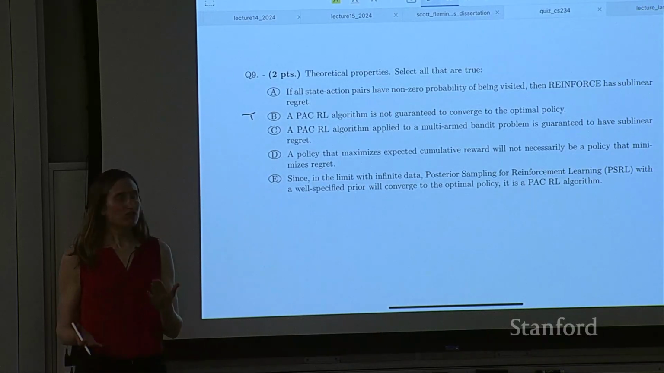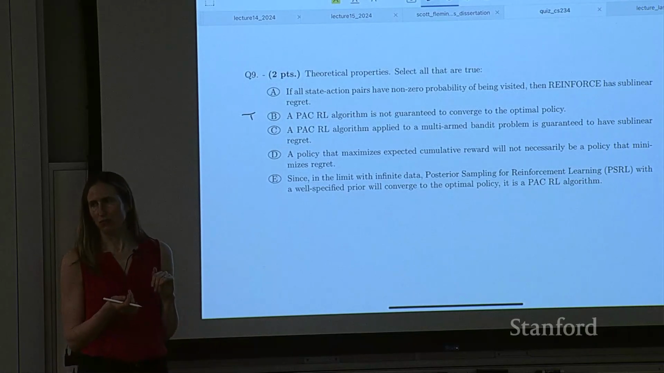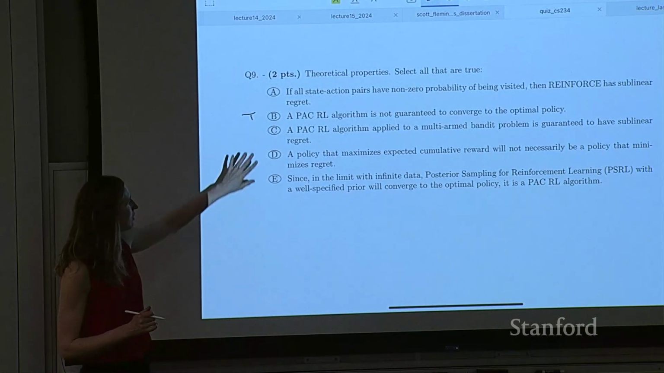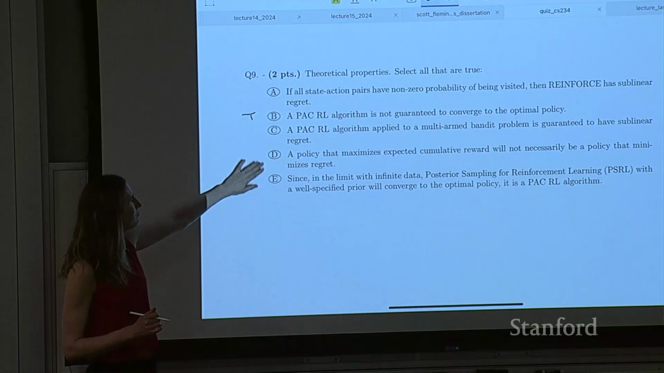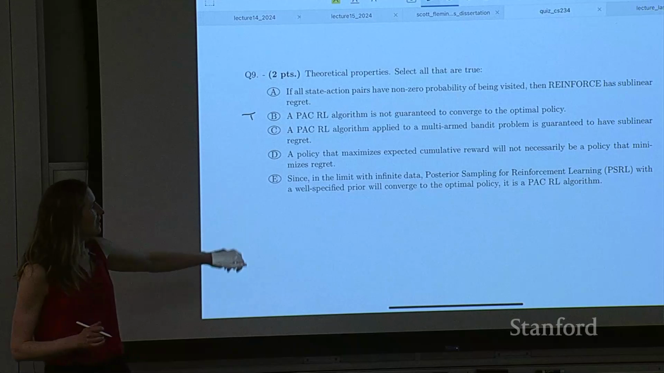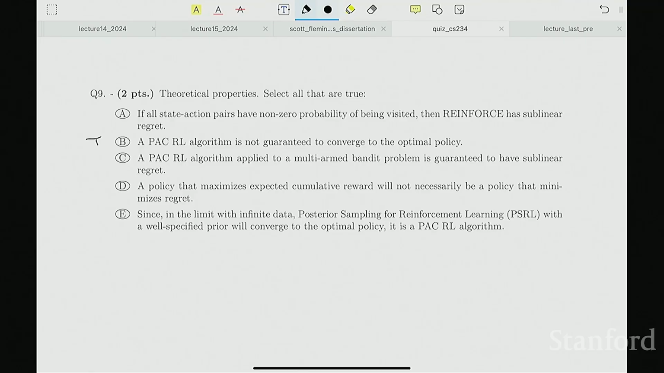In general, you can think of just minimizing regret, which is the difference between your policy and the optimal policy, or maximizing expected cumulative rewards. They're just the same thing. One you just subtract from the other. You can either maximize cumulative reward or minimize regret. And then in the fourth case, this will not necessarily be a PAC algorithm. So the only one in this case is that only B is true.